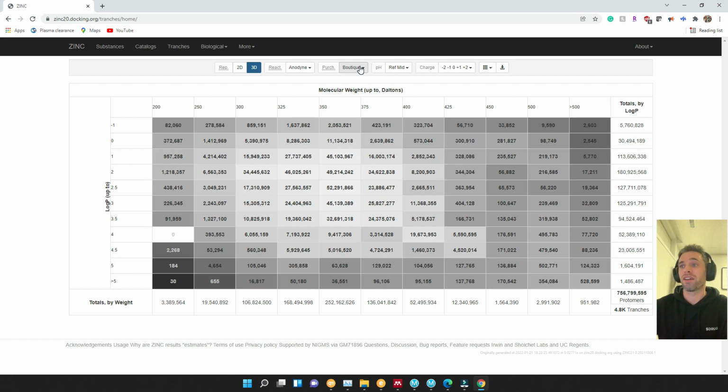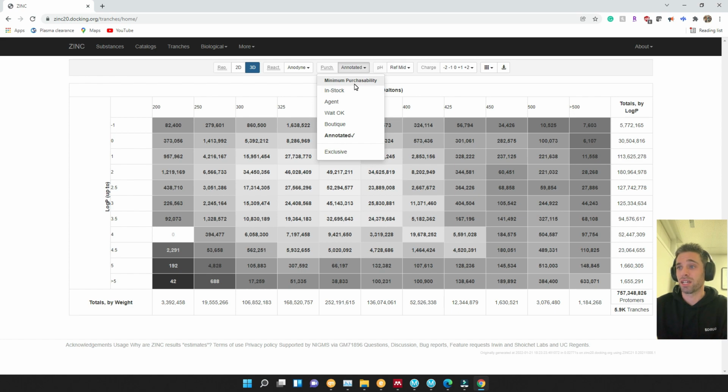Boutique are very expensive compounds that can be made but are hard to make. Annotated is compounds that are things like natural products that are nearly impossible to synthesize but are interesting to look at from a structural standpoint. Super hard to make compounds, probably not even synthesizable by standard metrics. Some natural compounds can't really be synthesized, they're just too complex.